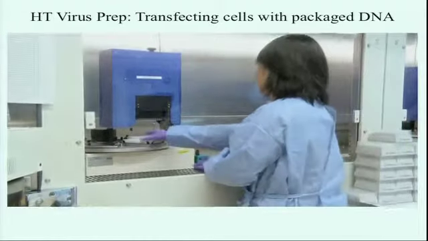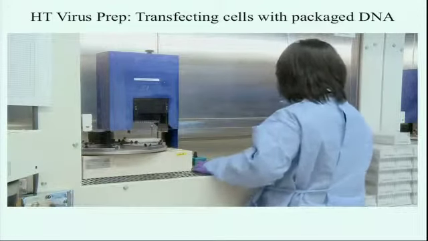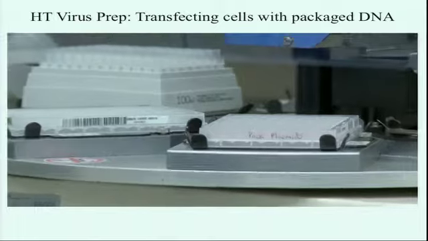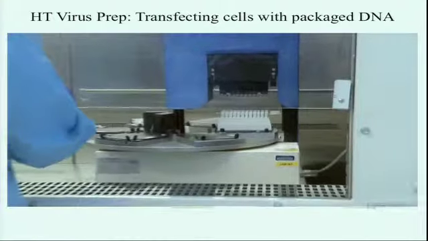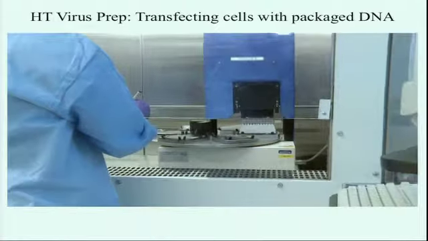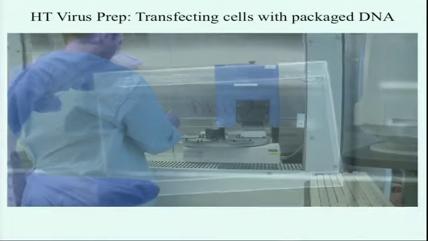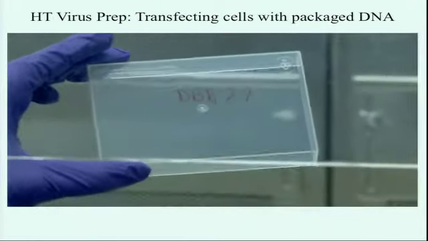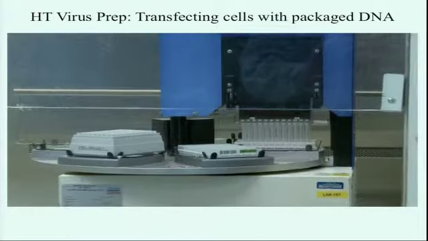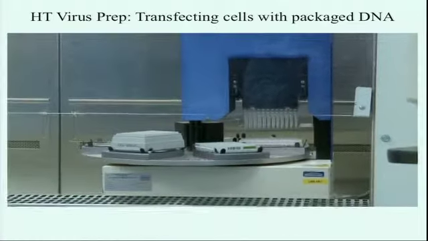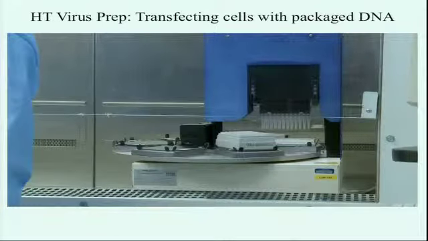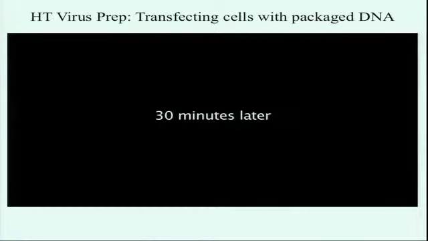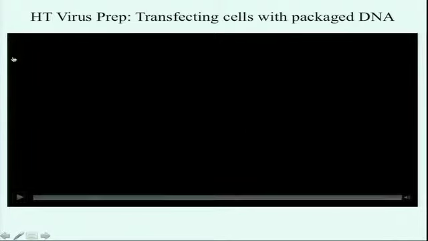It's time efficient since you're processing one plate, all 96 samples at once. Here it's stamping in the packaging plasmid and then the transfecting reagent right into the library DNA. All the tips are stamping in the full 96 samples at once. After the transfecting reagent is added, it's incubated for 30 minutes, and then everything gets transferred to the cells.